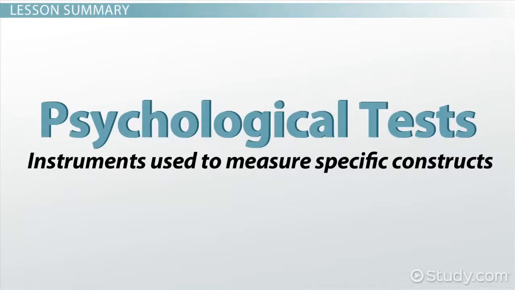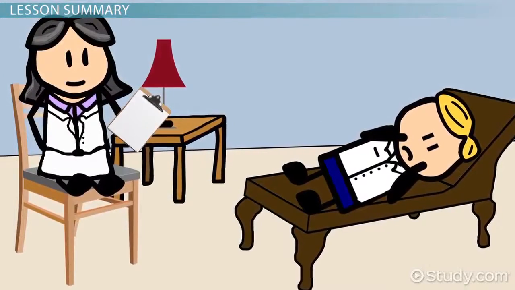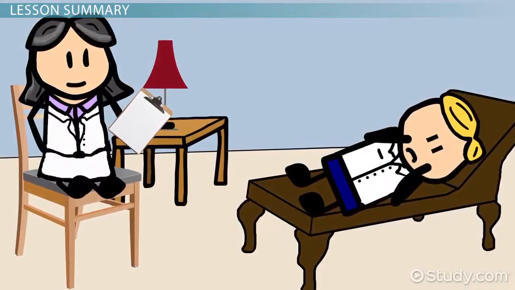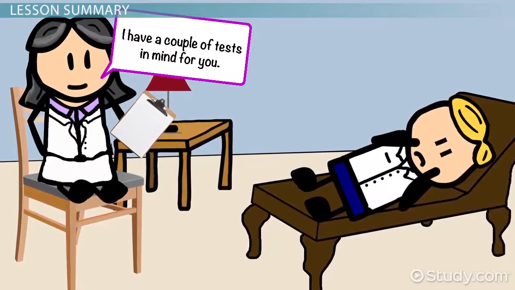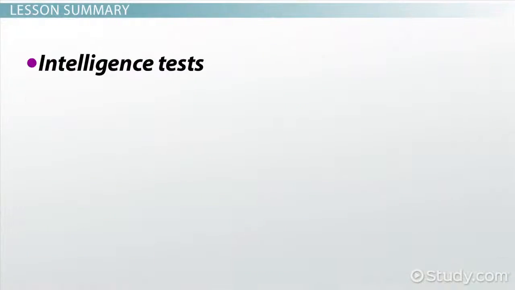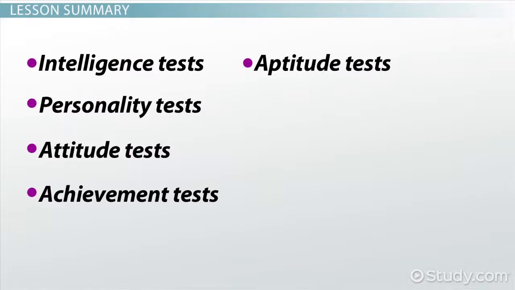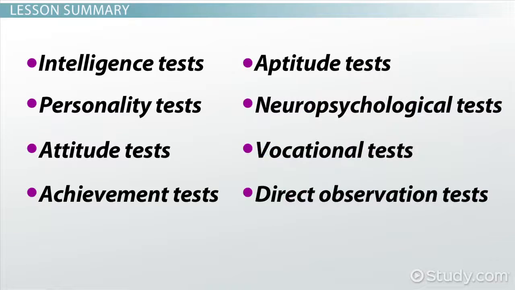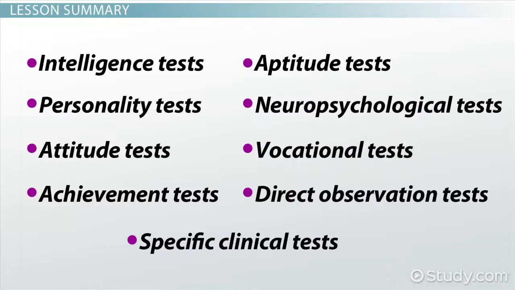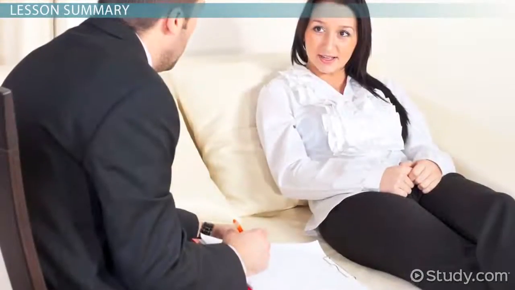Psychological tests are instruments used to measure specific constructs. Psychologists use these tests to help them to provide an accurate diagnosis for a client. Career counselors, educators, counselors, and other mental health professionals also use them. There are 9 types of psychological tests: intelligence tests, personality tests, attitude tests, achievement tests, aptitude tests, neuropsychological tests, vocational tests, direct observation tests, specific clinical tests. These tests cannot be administered by just anyone. There are certain requirements that have to be met in order for a trained professional to purchase and administer a psychological test.